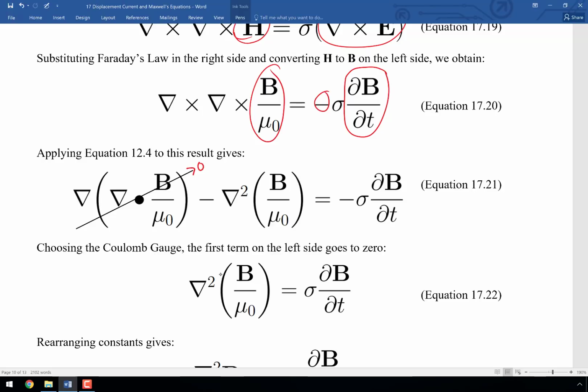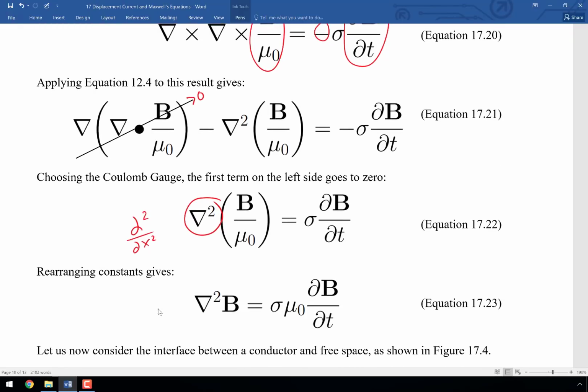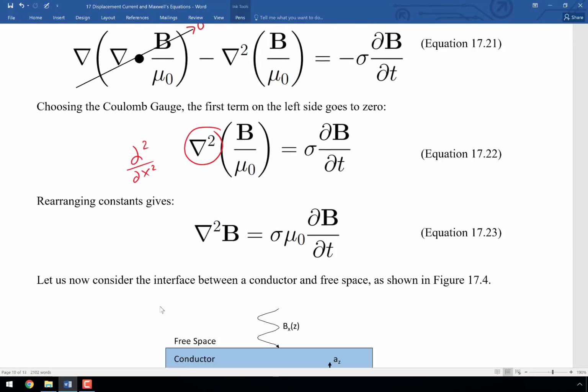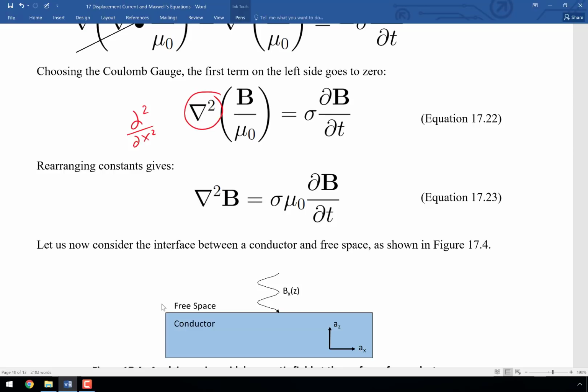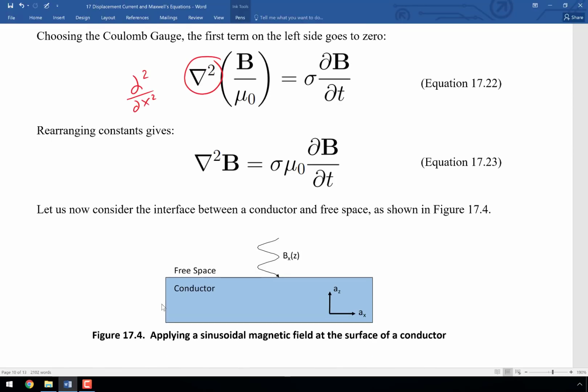Now, I want you to remember that this Laplacian operator really comes down to second derivatives with respect to space. There's an x component, a y component, and a z component. But we end up with essentially a differential equation that has second spatial derivative on the left and first time derivative on the right. Now we're going to rearrange this so that the mu sub 0 moves over to the right-hand side. Not much of a change there. And now let us consider the interface between a conductor and free space.